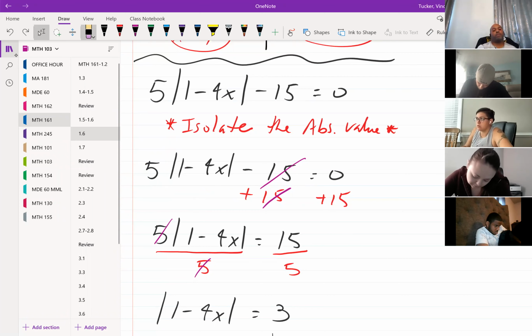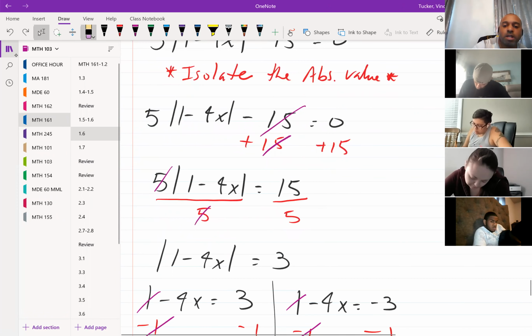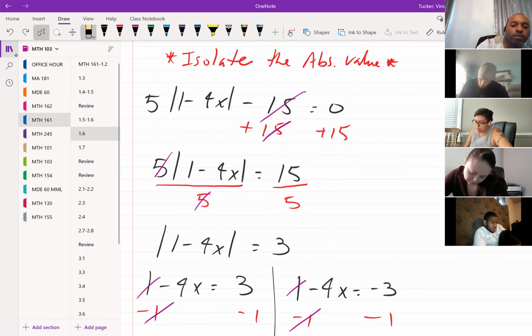Now that we're here, we have an absolute value by itself, the absolute value of 1 minus 4x equal to 3. We can now set 1 minus 4x equal to 3 and 1 minus 4x equal to negative 3.